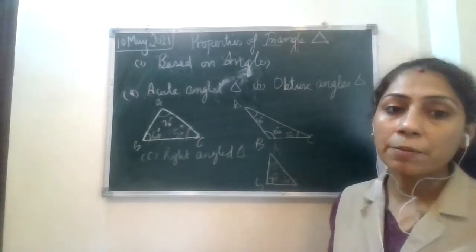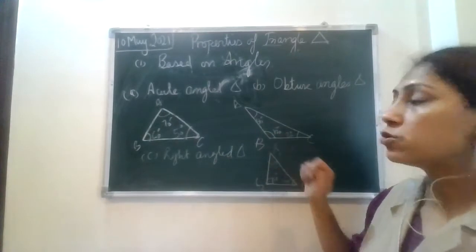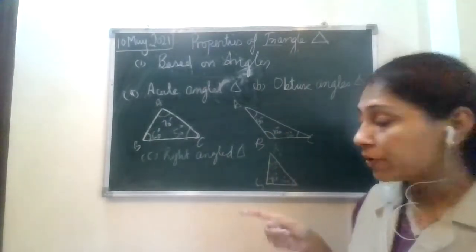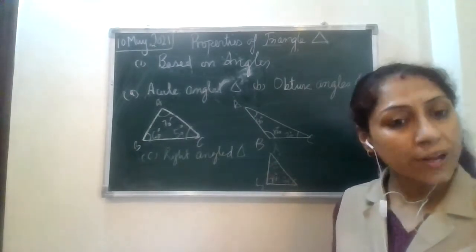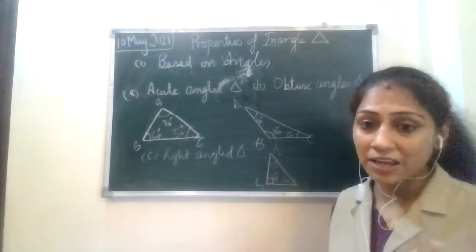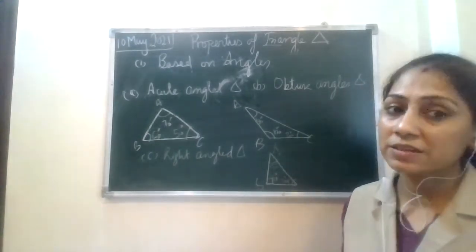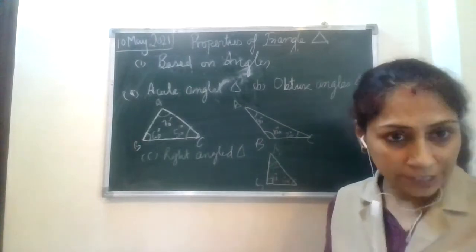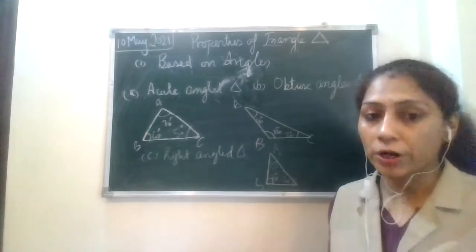In total, it will come out to be 180. Here also 120, 40 and 20. It is also 180. This is 90 plus 50 plus 40. Again, it is 180. If it is equal angle, 60 plus 60 plus 60, that is again 180 degrees. So that means no matter whatever the case is, a triangle is a polygon, that is the minimum polygon.